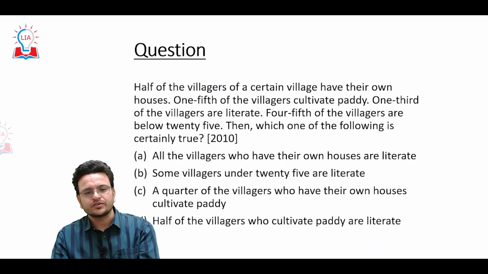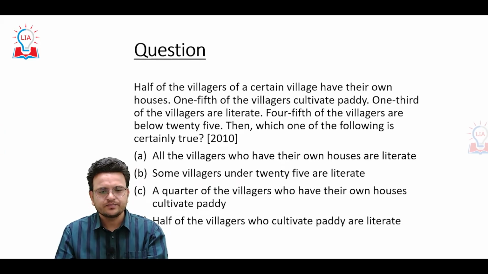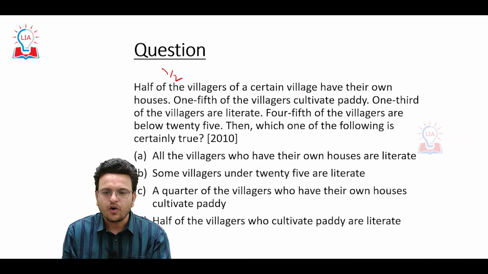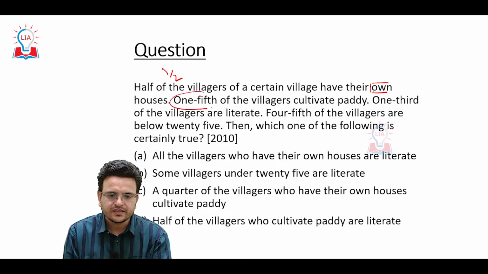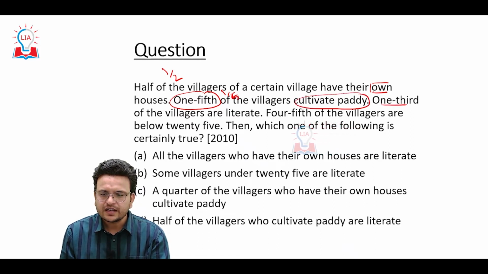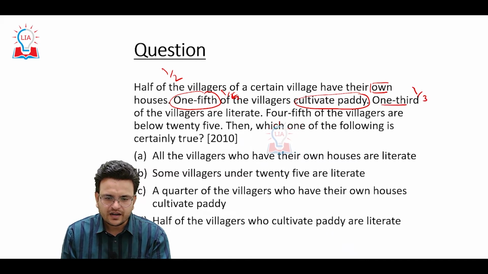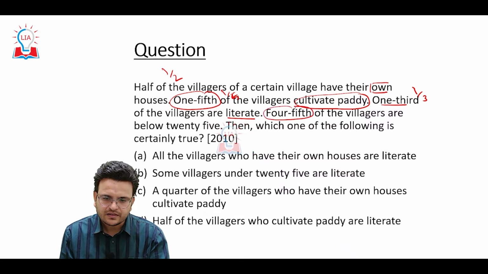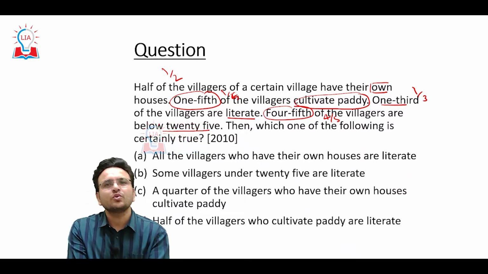Now come to one more question. Half of the villagers of a certain village have their own house. One fifth have paddy cultivation. 1/3 are literate, and 4/5 are below 25. So how to solve such type of question?